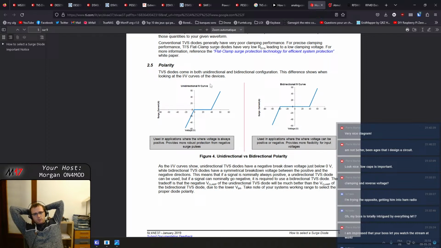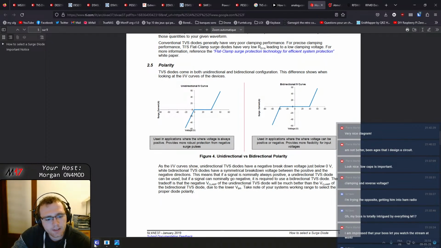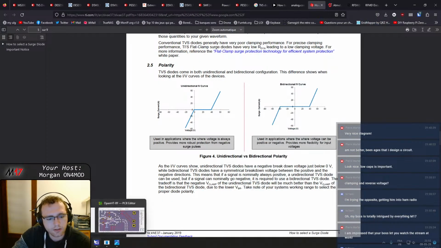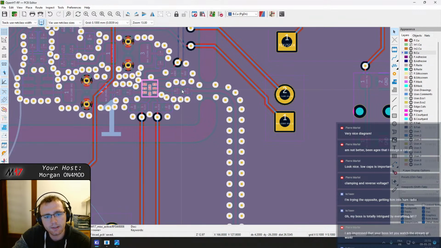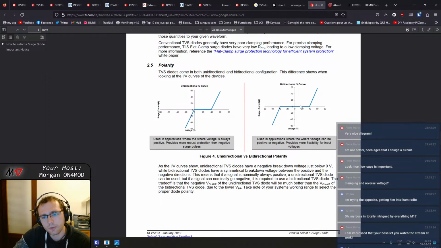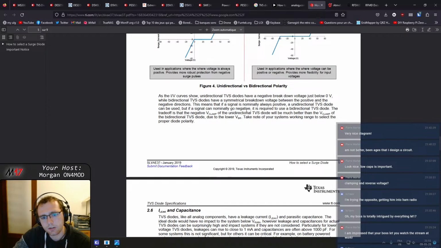Okay, would we need a unidirectional or bidirectional diode? I think because of the DC blocking capacitor that we have here, we expect the output signal to at least be centered around 0. So that means that the output signal is gonna go below 0 volts, so we would need a bidirectional IV curve.